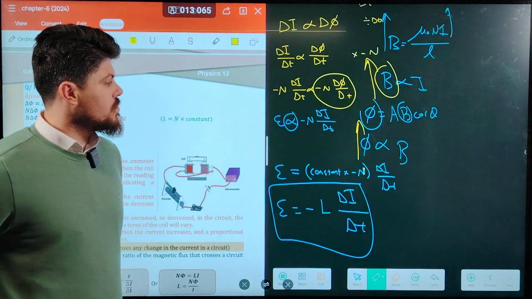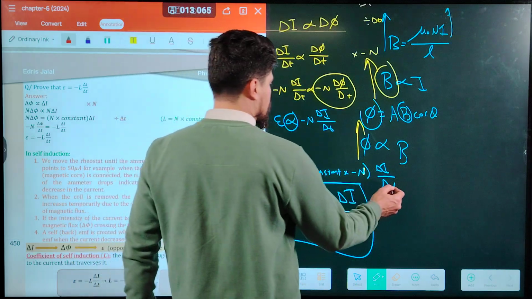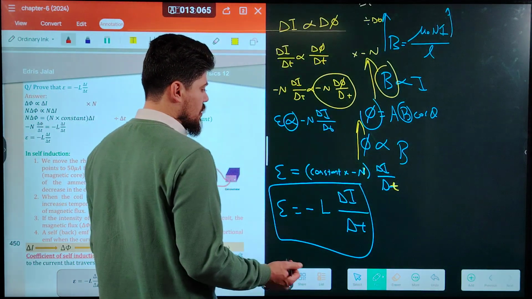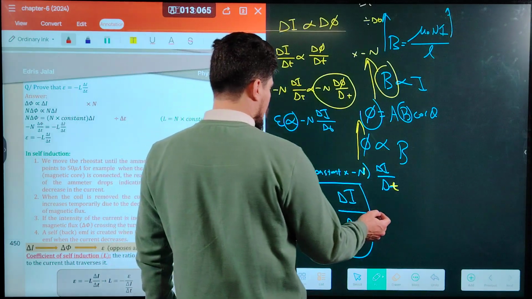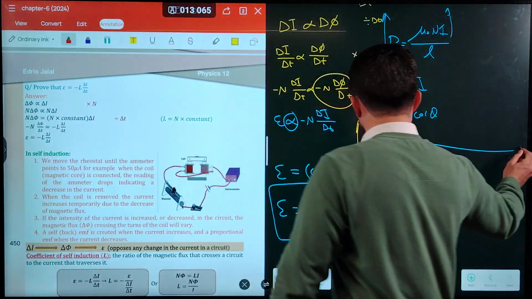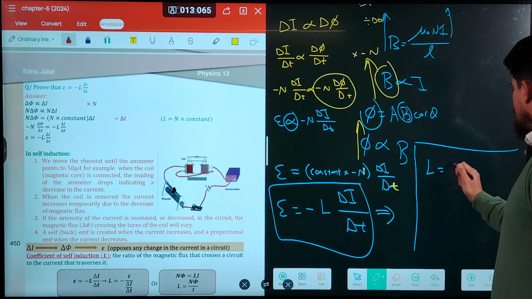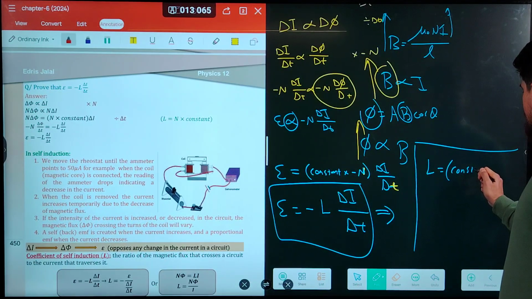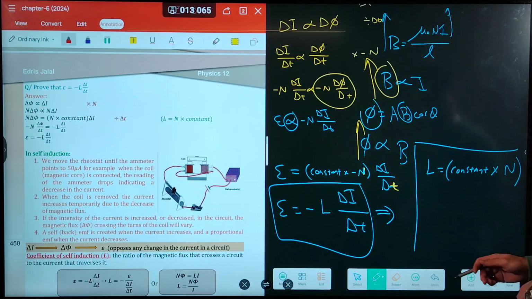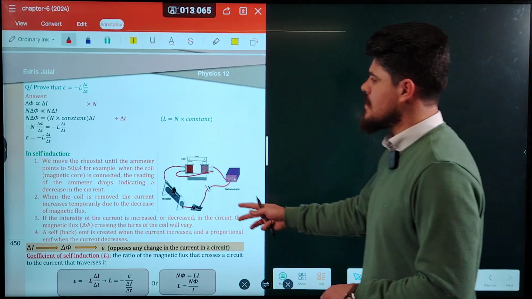This proof is not important because the questions in the exam are all multiple choice questions. There will be no proving and solving question. Guys, look. Now, L is equal to what? Constant times N. N times constant is equal to L. This is the equation of self-induction that is created by the variation of the current.